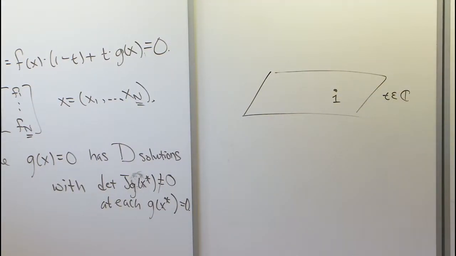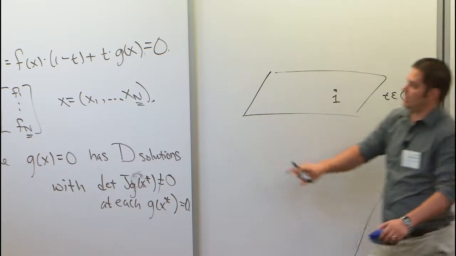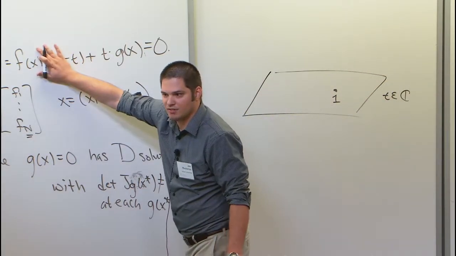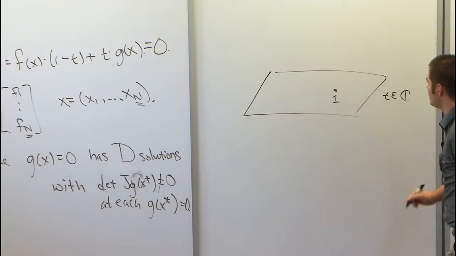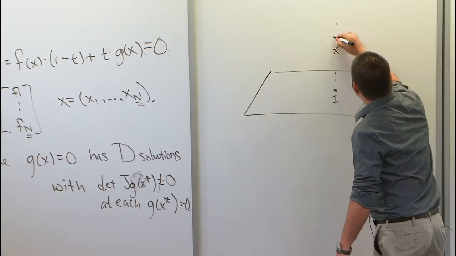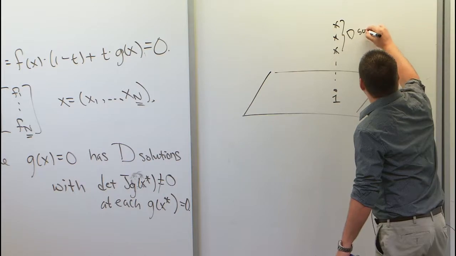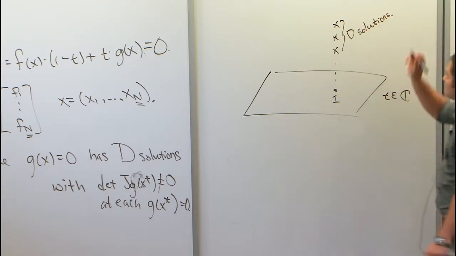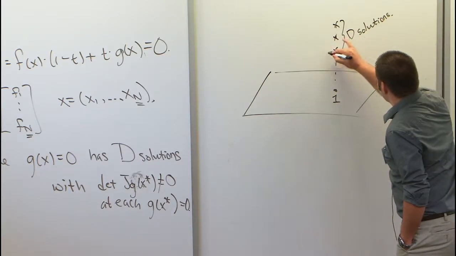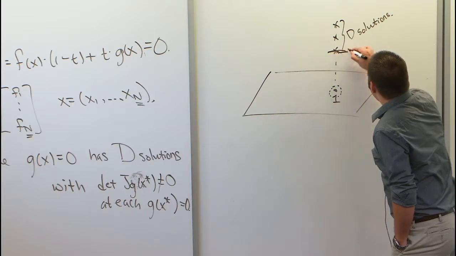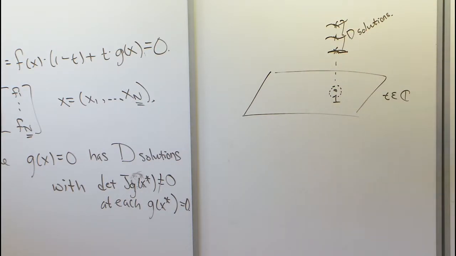And what happens at t equal to 1? So let's plug t equal to 1 in here. 1 minus 1 is 0, so my f term vanishes, and I have 1 times g equal to 0. So essentially I have g equal to 0. At g equal to 0, I have d solutions. Everything is non-singular. So think back to analysis. We have the implicit function theorem, which tells us that locally nearby, my solutions can actually continue as I change t.